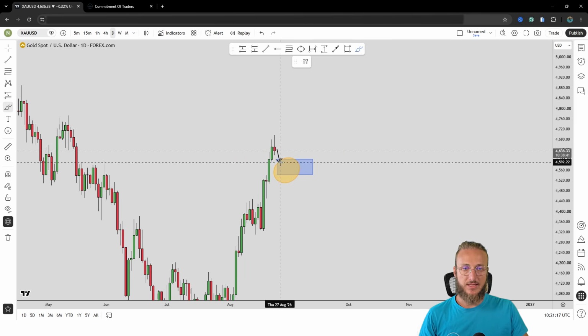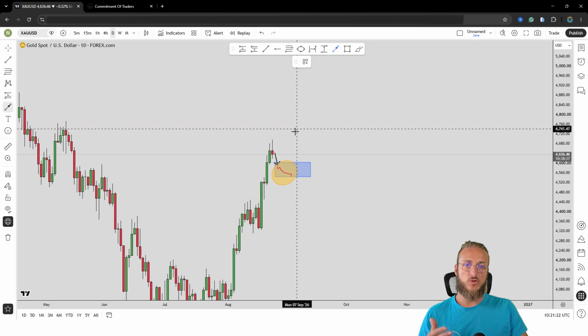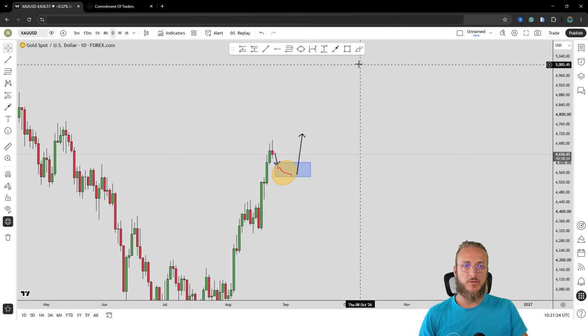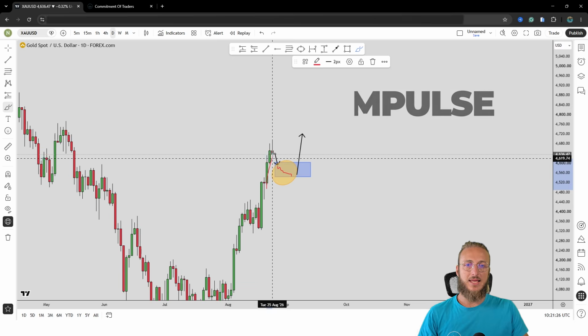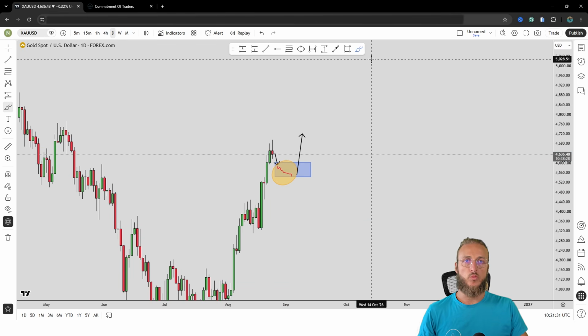Therefore, what I would expect is that if this market would shift from an intraday bearish to a bullish market, I wouldn't be surprised to see a rejection higher away from this zone for the market to complete this daily impulse correction and impulse pattern to the upside. That definitely wouldn't surprise me.